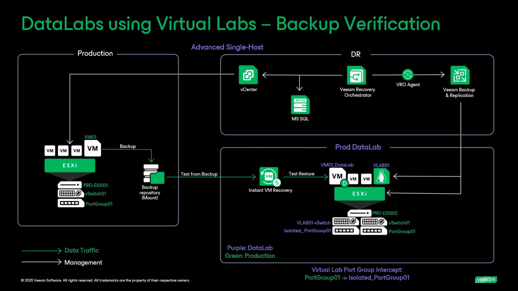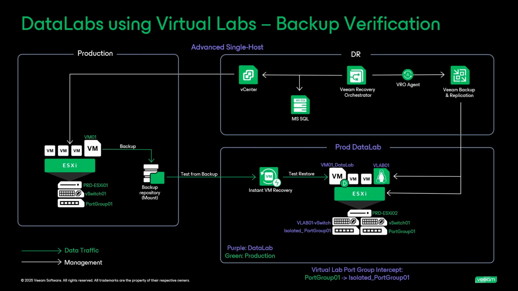Sorry, this is the production data lab. So it's utilizing an ESXi host out on the production site. You've got that production host that might be running your real source workload of VM01. On the left-hand side, you've got prod ESXi01, and on the right-hand side, you've got prod ESXi02 acting as the isolated data lab. Now, ESXi02 likely has other production VMs running on it.